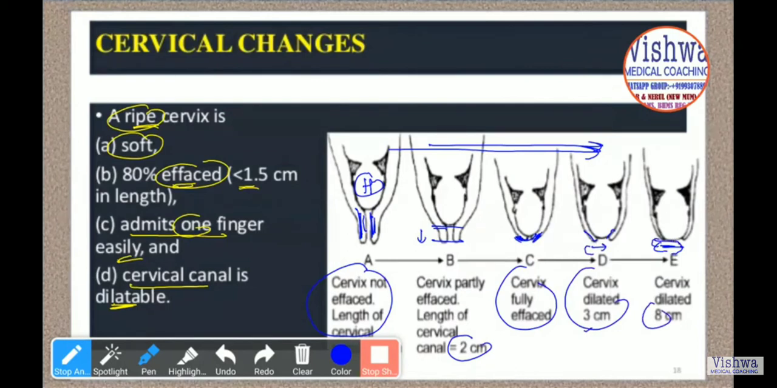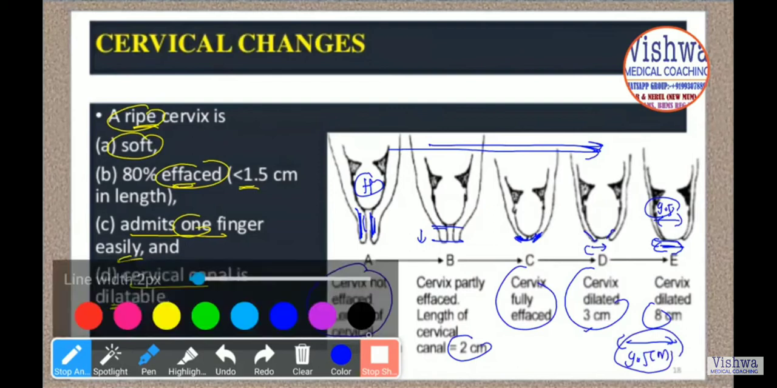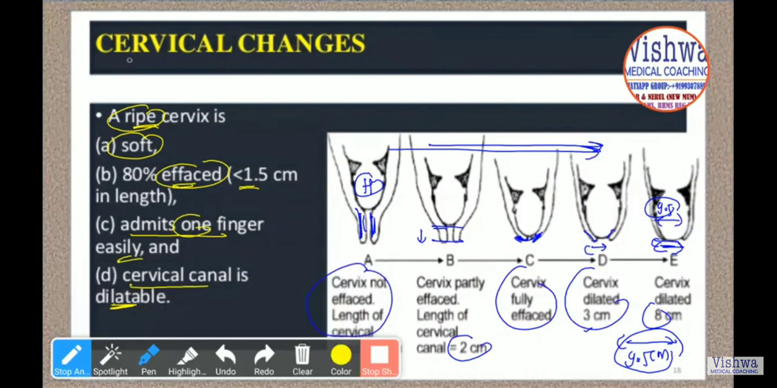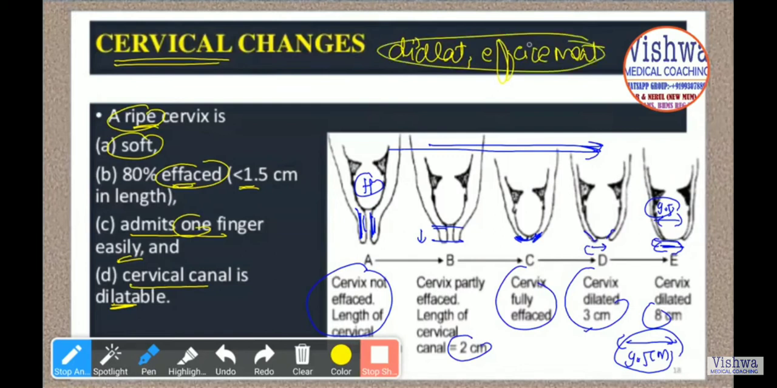Now remember, the full diameter of the baby's head is 9.5 centimeters. So fully dilated is 9.5 centimeters. That is what admits the fetal head to come down. Remember, when labor starts, the cervix also has certain changes. These cervical changes are called dilatation as well as effacement.